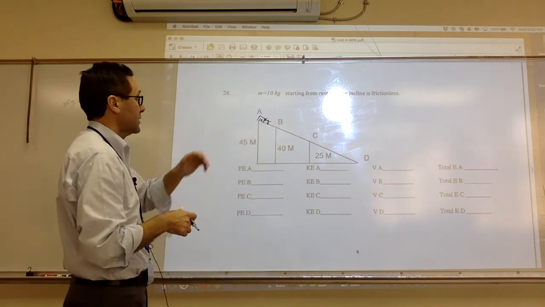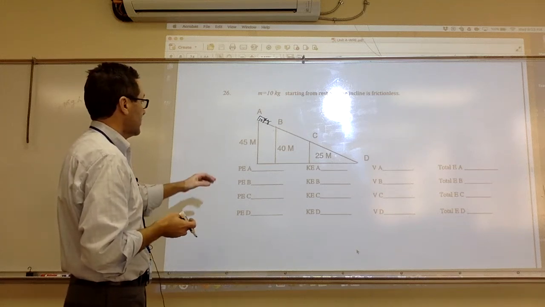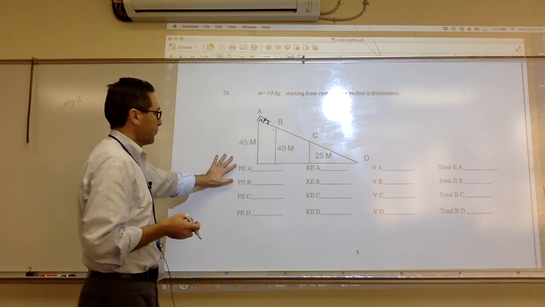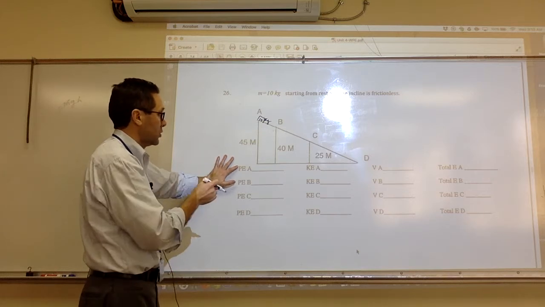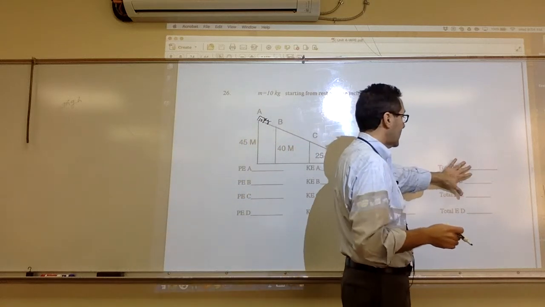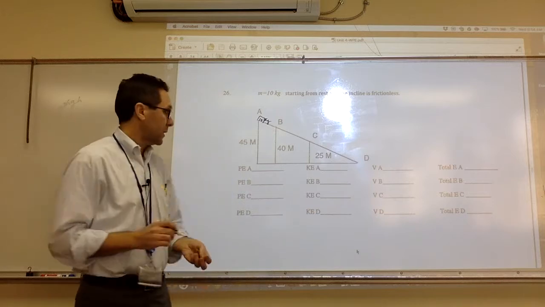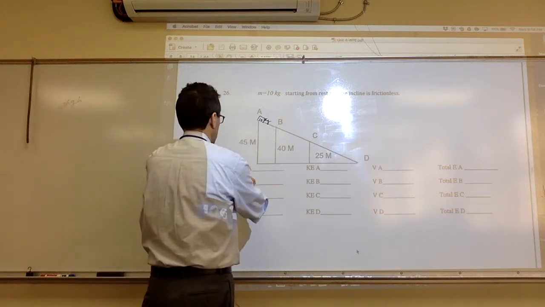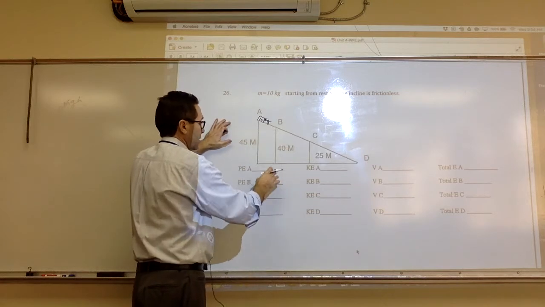It starts from rest, and the surface is frictionless. So we're going to try to find the potential energy, kinetic energy, speed, and total energy at each level. Keep in mind that the total energy has to remain the same, so that's going to be a constant. Let's find the potential energy at point A. I'm only going to do it for maybe points A and B, and you can figure out the rest.